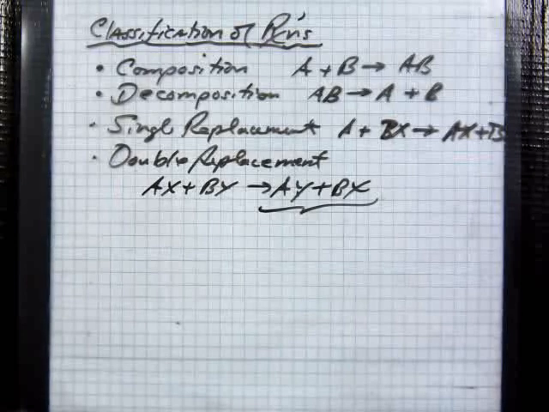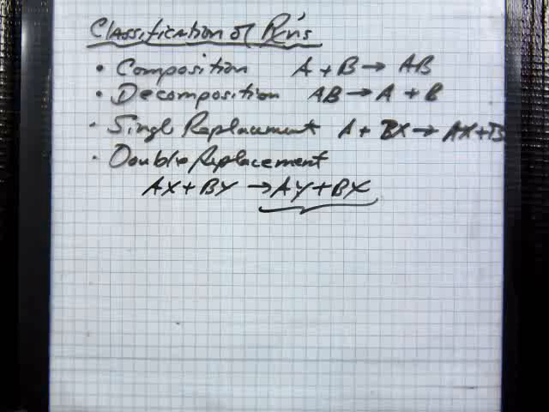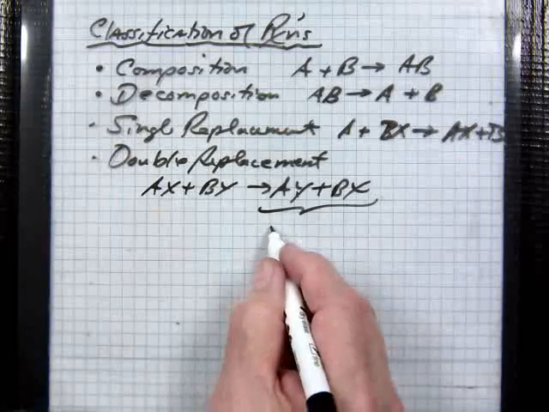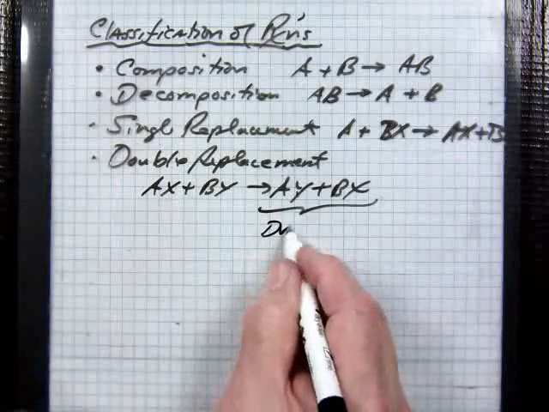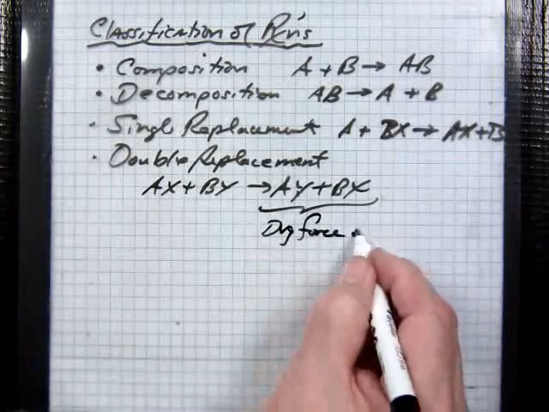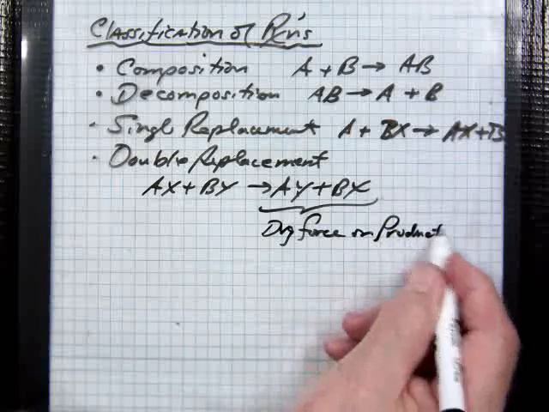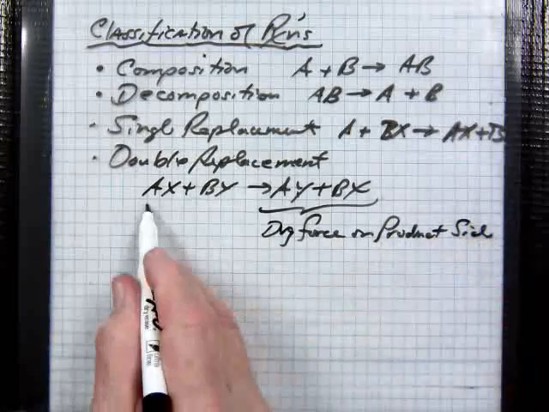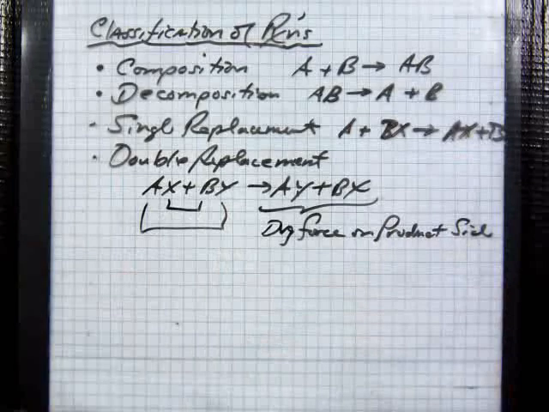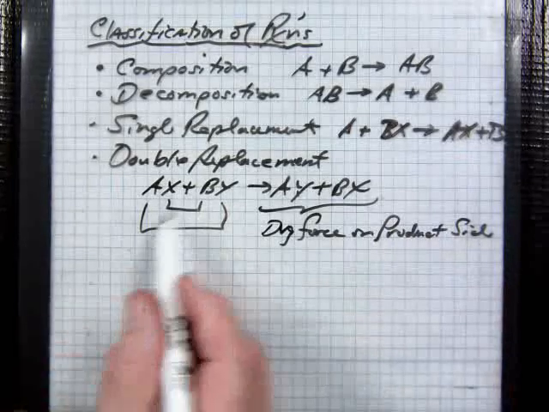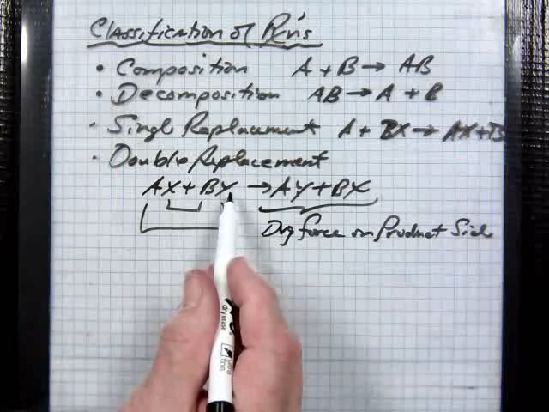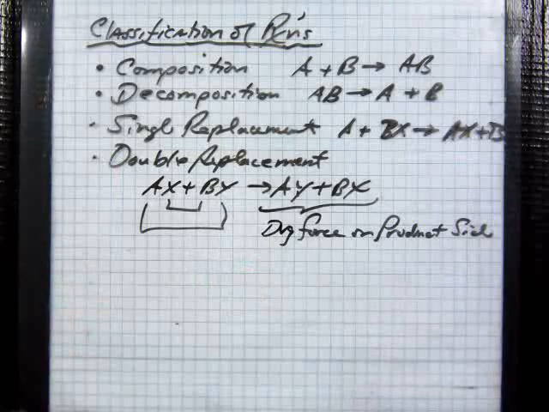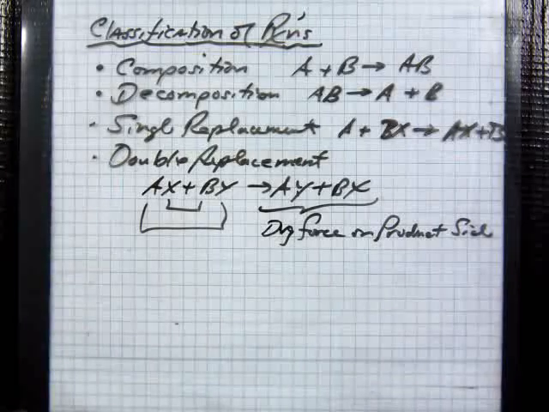One of the components on that product side is the driving force. It pulls the reaction to completion and prevents it from reversing. The driving force is always on the product side and results from the affinity of two ions. Like A has a high affinity for Y and would precipitate out of solution, leaving the solution as a solid, or become a weak electrolyte, or be a gas.